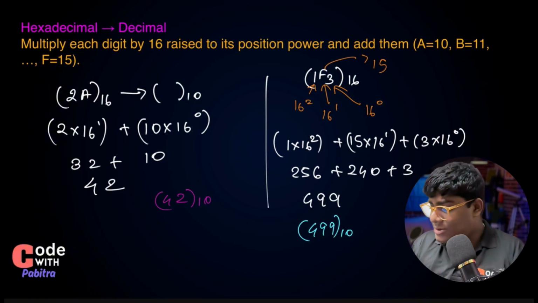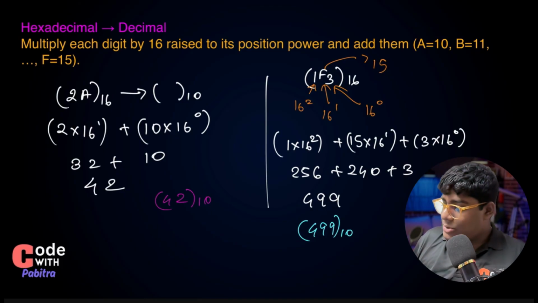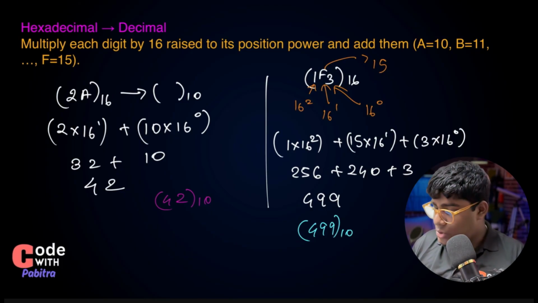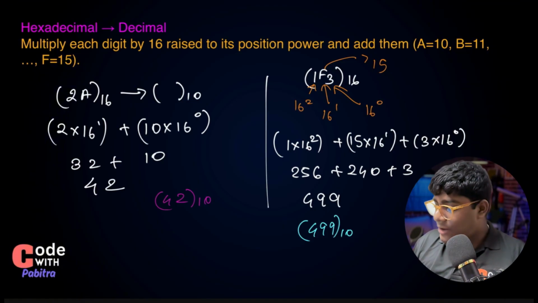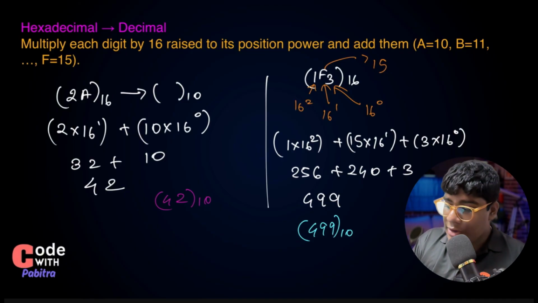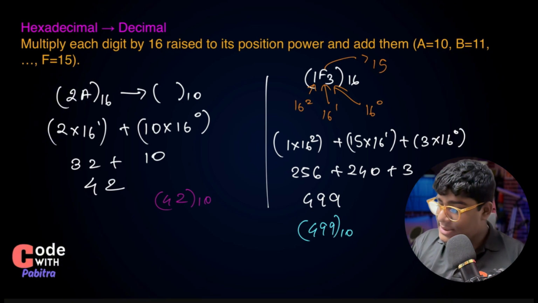A simple trick to remember: we have to replace the letters A to F with the values 10 to 15, and then solve exactly like the positional notation. Students often make these common mistakes: forgetting the values of A to F, writing wrong powers of 16, and starting the power from the left instead of the right. So always remember, the power begins from 0 on the right hand side.